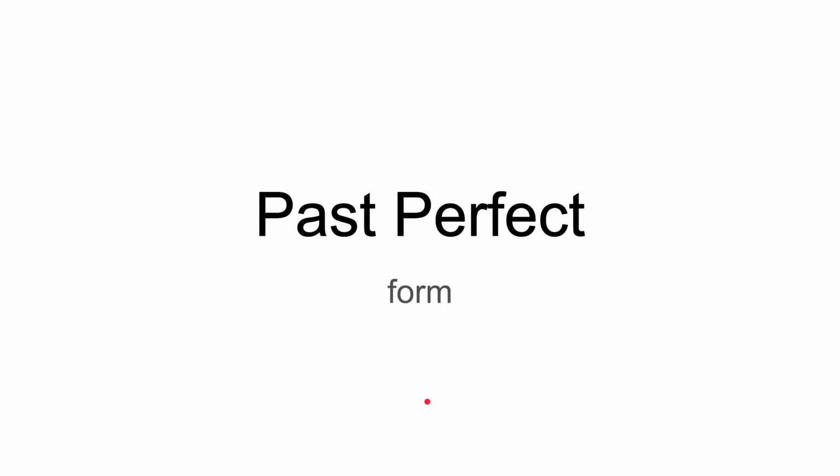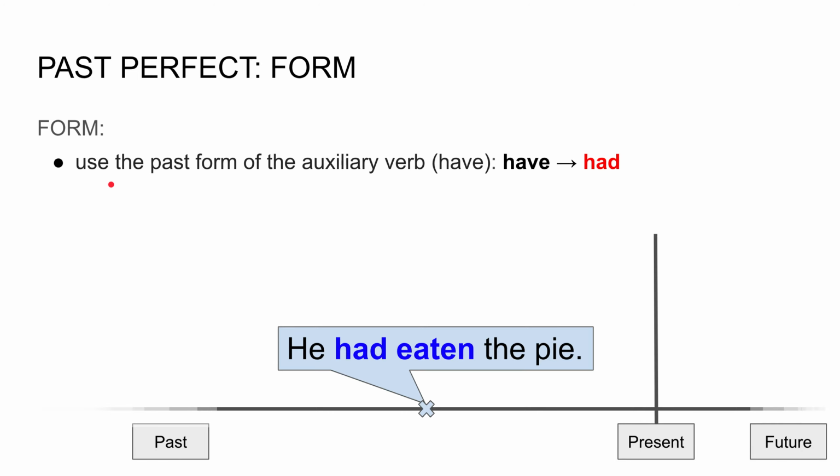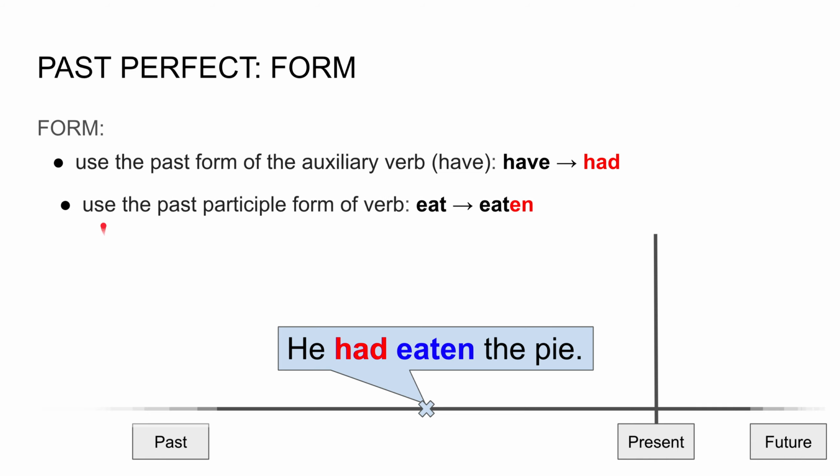Now let's talk about the form of the past perfect. It's kind of like the present perfect, but instead we use the past form of the auxiliary verb have: had. She had eaten the pie, not have eaten, had eaten. And we use the past participle form of the verb eat, eaten. So we basically take the present perfect, have eaten, and we shove it to the past, had eaten.